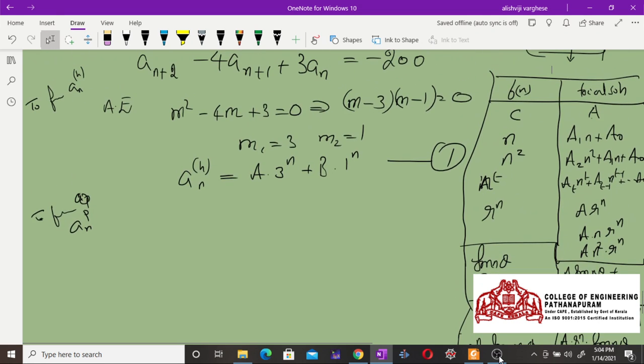So pick a form which is appropriate to our f of n, and here f of n is a constant, so we choose an arbitrary constant a. So the equation is a_{n+2} minus 4 into a_{n+1} plus 3 into a_n is equal to minus 200, and a_n is equal to an arbitrary constant.